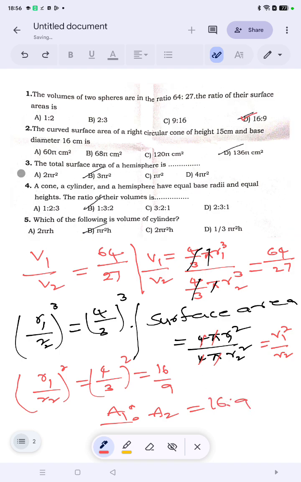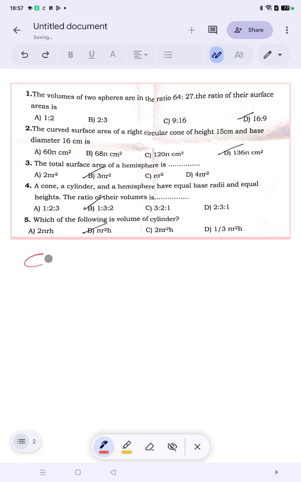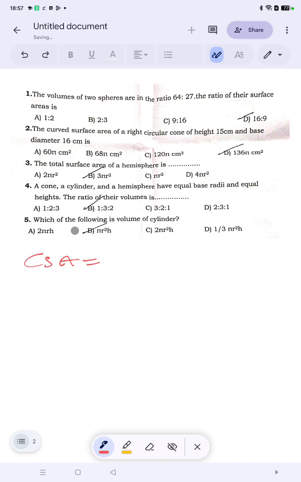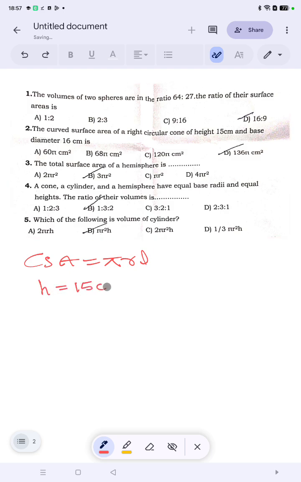Okay, now look at the second question. Curved surface area of circular cone is given. Height how much for cone? Curved surface area of cone. What is the formula? That is curved surface area of right circular cone. What is the formula? Pi r l. Okay, from this height is given. Height how much? Height is equal to 15 centimeter.